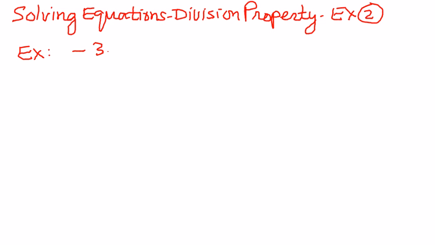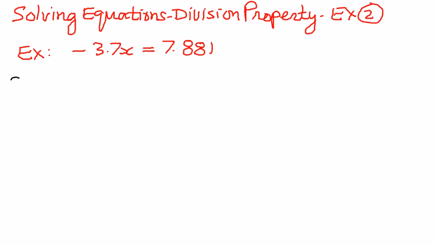Negative 3.7x is equal to 7.881. So in here we have some decimal numbers involved in this problem, and the procedure is very similar to what we have done so far using the division property.